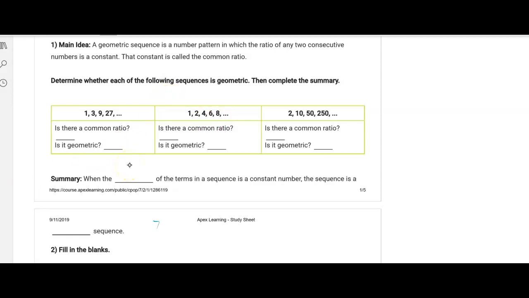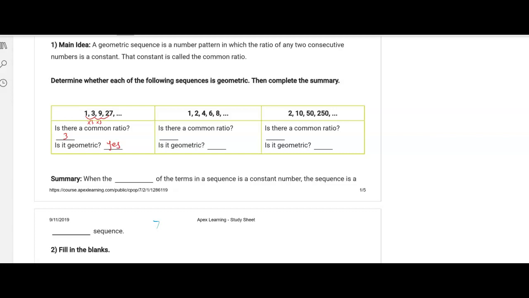Next, up in the box here, they give us 3 sequences, and we need to determine if they're geometric or not by determining if there's a common ratio. Remember, when we look for a common ratio, we're looking for, are we multiplying by the same number each time? In this case, 1 times 3 would give me 3, 3 times 3 would give me 9, 9 times 3 would give me 27. So the common ratio is 3. Is it geometric? Yes.